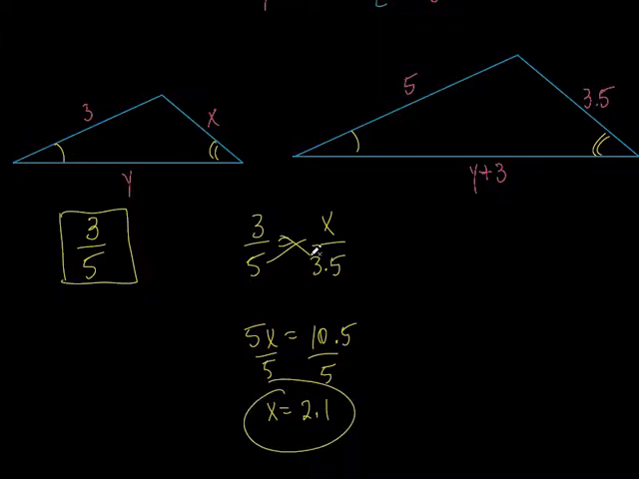There you go. Set up a simple little ratio. Find the scale factor. 3 to 5 equals x to 3.5. See how they match up? Right? We could do the same thing with y.